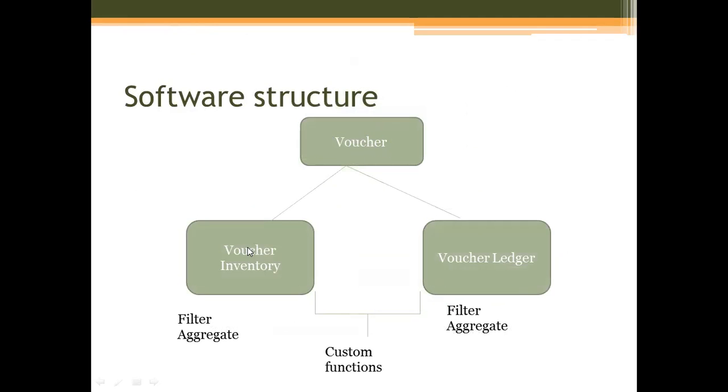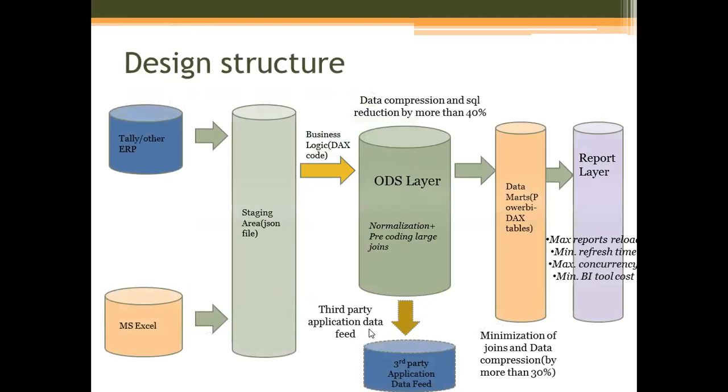So you have a voucher. It goes into two branches: a voucher inventory, and a voucher ledger. There are custom functions which link these two branches. So this is how we have designed the solution. We are taking Tally or any other ERP or MS Excel, putting the data onto a JSON file, which is the extraction layer. The business logic has been coded in DAX code, after which we have done normalization. And then a large number of star schemas or data marts or flat tables have been made in Power BI or DAX tables. And then you have made a reporting layer.